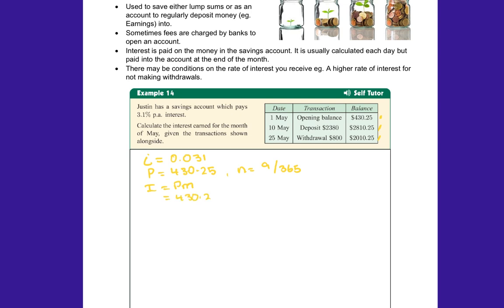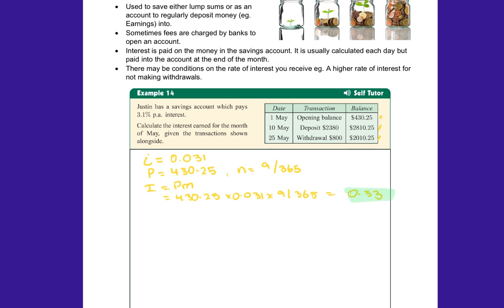So I equals PRN. Multiplying it through, and he gets 33 cents from the opening balance.